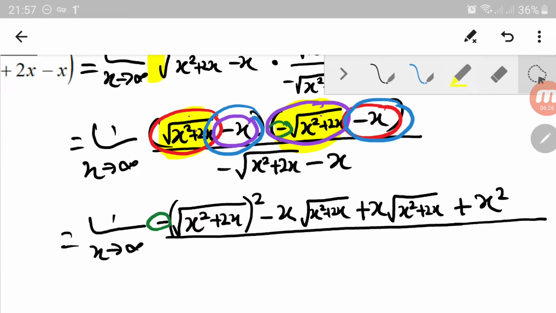And then down there you just copy paste. I just copy and then paste here.